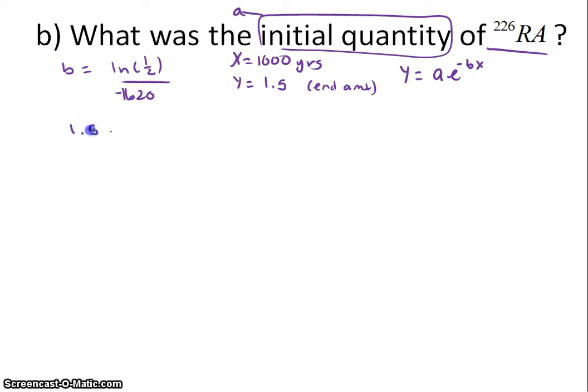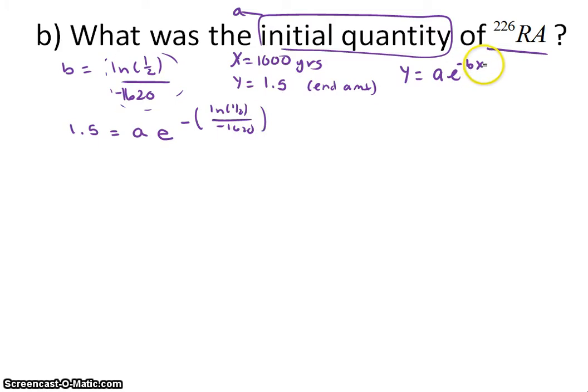So 1.5 is how much we end up with. A, we don't know, our initial quantity. E to minus b, and I'm going to use this whole number. So that's going to be my exponent: minus the natural log of 1/2 over minus 1620 times x. My x is 1,000 years. So all of this is the exponent. Okay, so I have 1.5 equals A e to this huge exponent. My negatives are going to cancel, and we're just going to do a little bit of math.